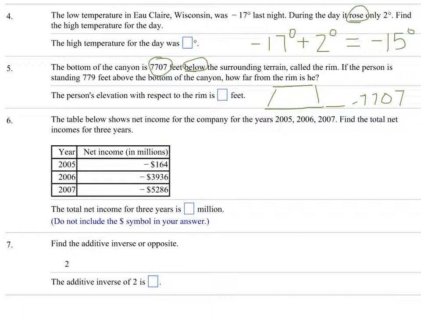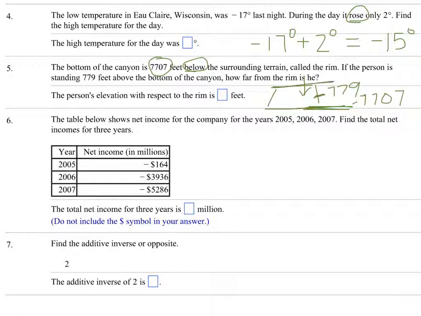And then the person is standing 779 feet above the bottom of the canyon. So let's say that's the person. So I'm 779 feet above this bottom of the canyon. So I want to know, how far down am I from the rim?